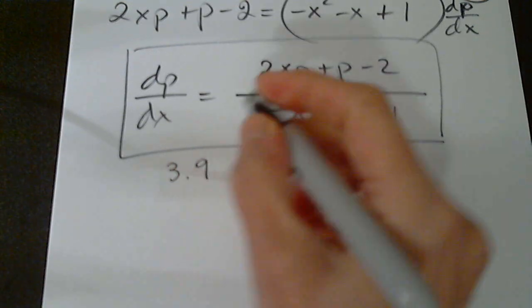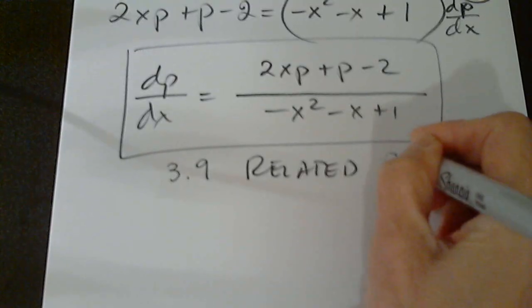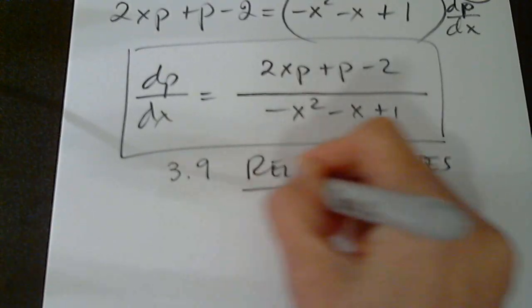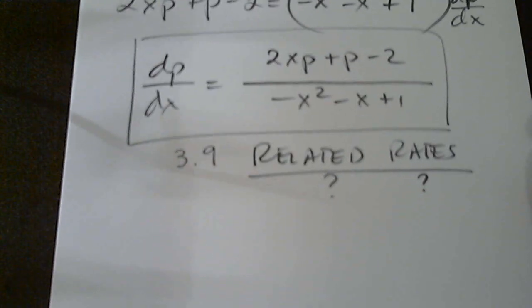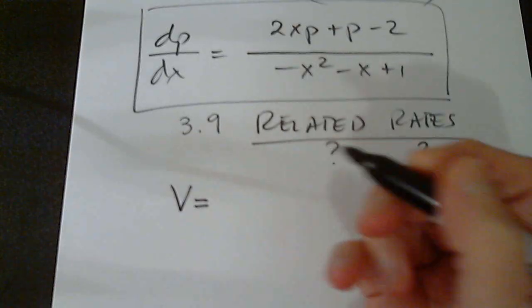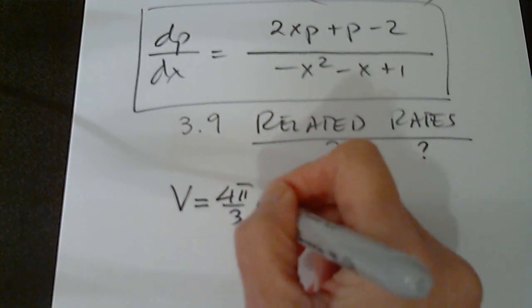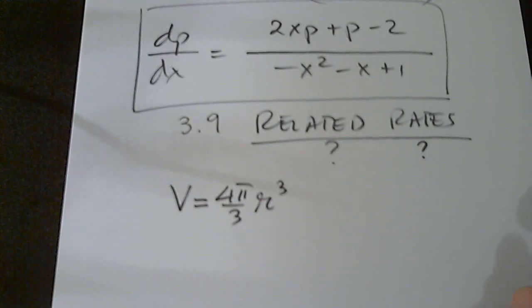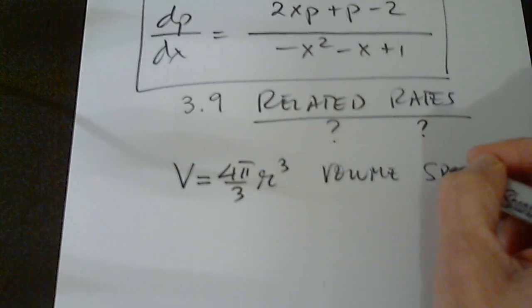Section 3.9 is related rates. What is this? Well, let's suppose the volume of a sphere is V equals 4 pi thirds r cubed.